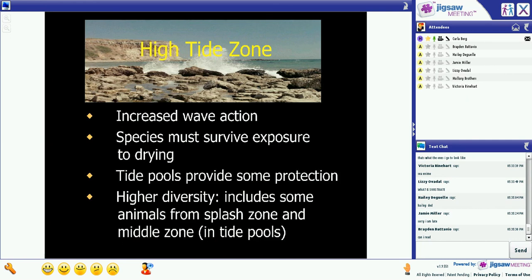Next, we have the high tide zone. Someone who has not read yet. Would you like to read this one? Lizzie, go ahead.